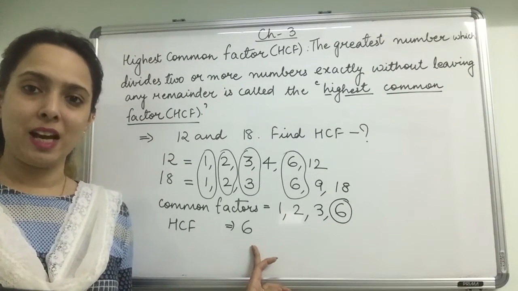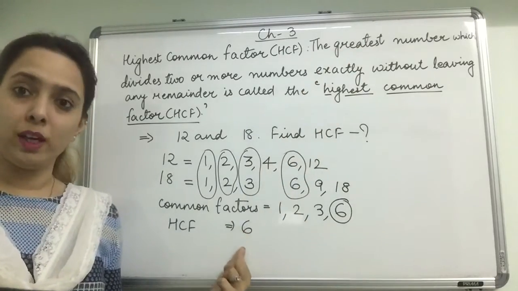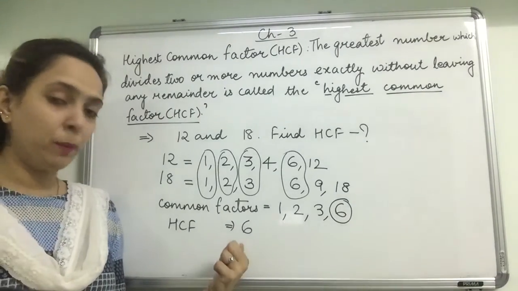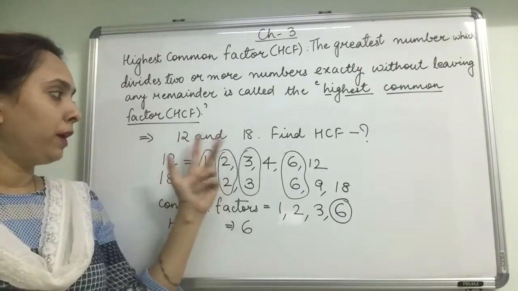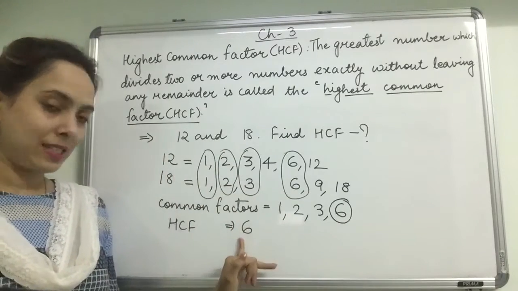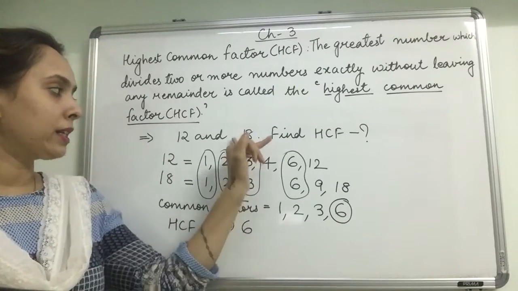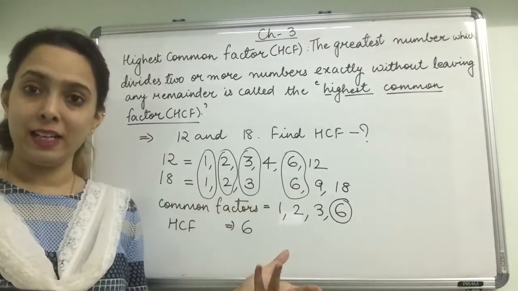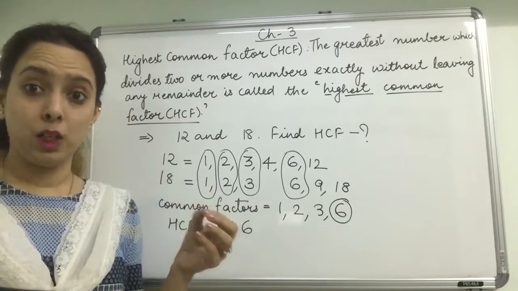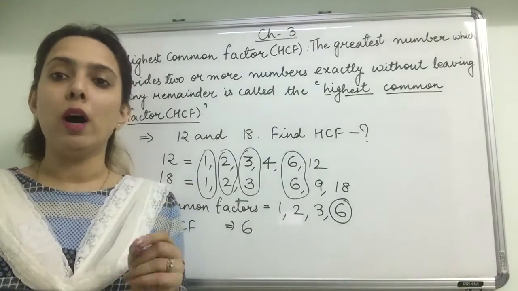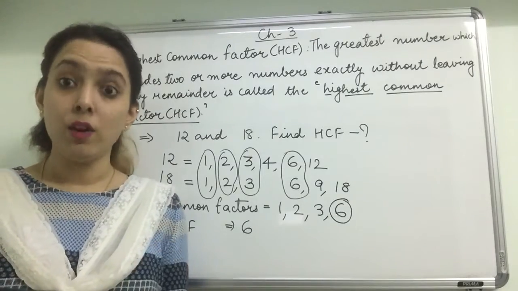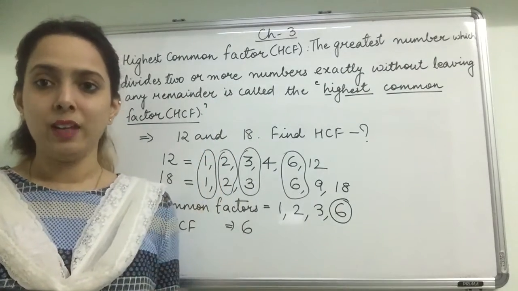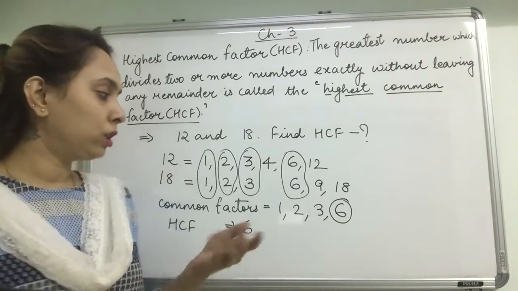So the definition says that it is the greatest number. So here 6 is the greatest number which will divide. 6 will be the divisor and these two numbers will be the dividend. If we divide this 12 by 6 and if we divide this 18 by 6, it will divide these two numbers exactly and we will get the remainder as 0. It is very necessary, if you are getting the HCF, that HCF should divide both the numbers exactly without leaving the remainder.